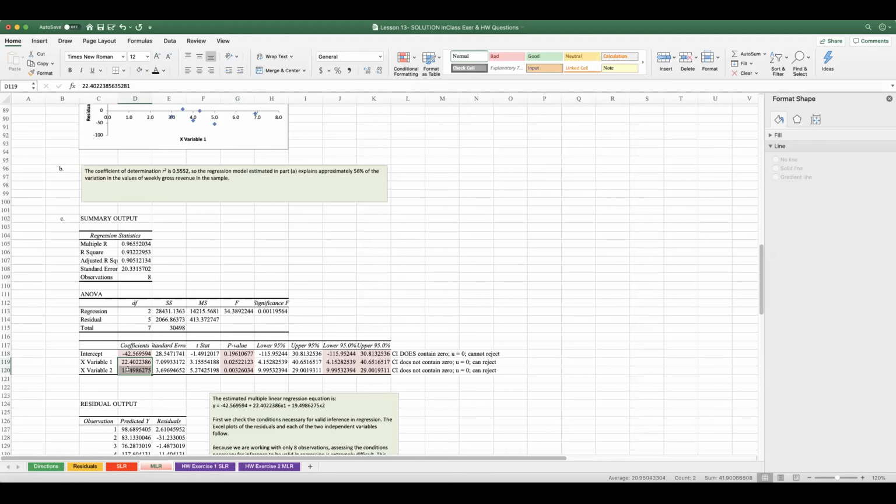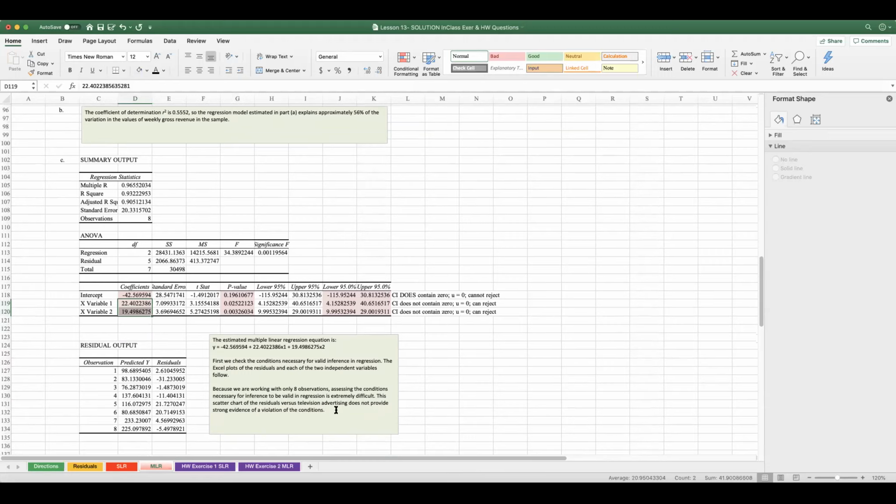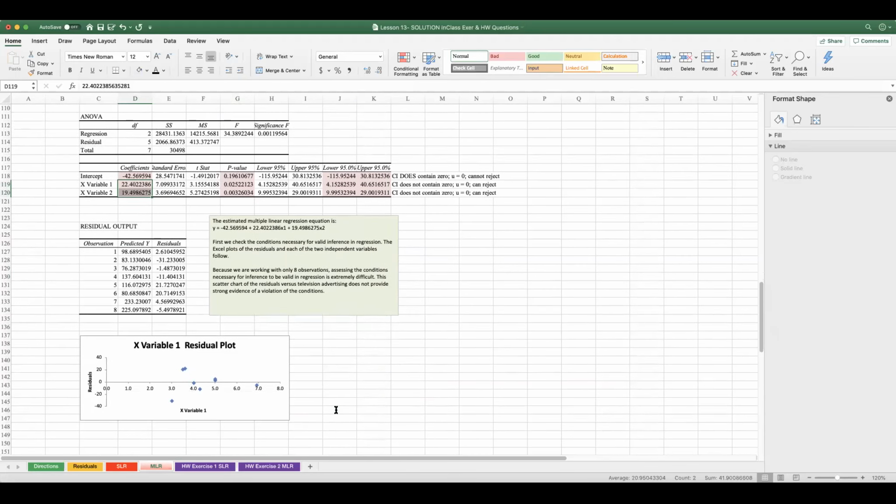So these are meaningful coefficients in the equation. So there's the equation. Notice how this looks. Y is equal to the intercept, so you still pull that in, plus this variable times x1, the amount of television advertising, plus this variable times x2, the amount of newspaper advertising. Okay, and you look at your residuals.